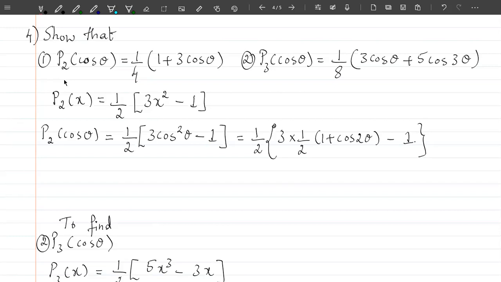To solve further, then you should get P2 of cos theta equal to, here I get 3 by 2 into 1 and I get 3 by 2 into cos 2 theta minus 1. So these two terms which you get here will be multiplied by 1 by 2. So if you solve it further, you should get 1 by 4 into 1 plus 3 cos 2 theta.